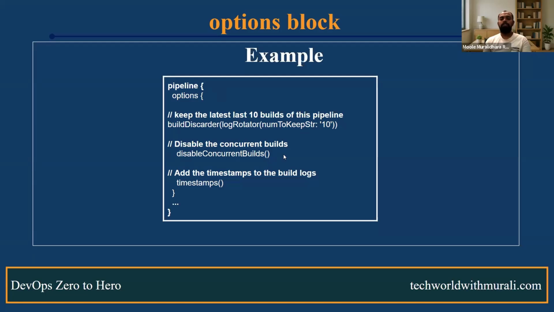It means if you have a Jenkins job and someone triggers it multiple times, at a time only one build will run. Remaining builds will be in waiting state. It won't run in parallel if you use disable concurrent builds. Okay, and then timestamps. Here we can define timestamps open close. We can define this inside the options block. So these are not mandatory, but frequently used in real time. Apart from that, timeout and retry are also used, depending on our requirement.